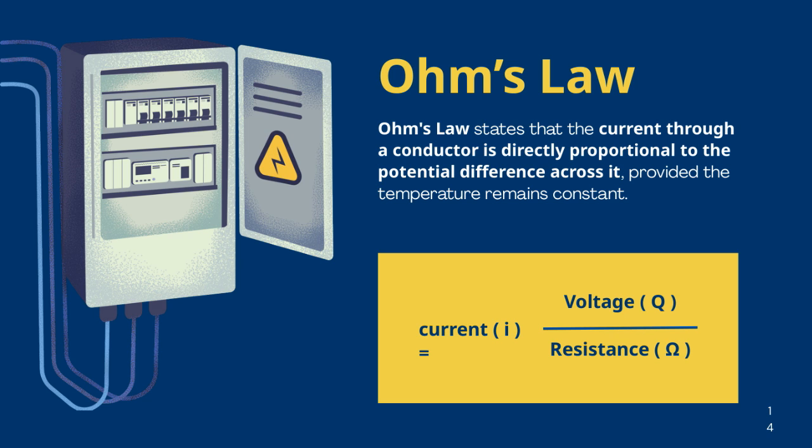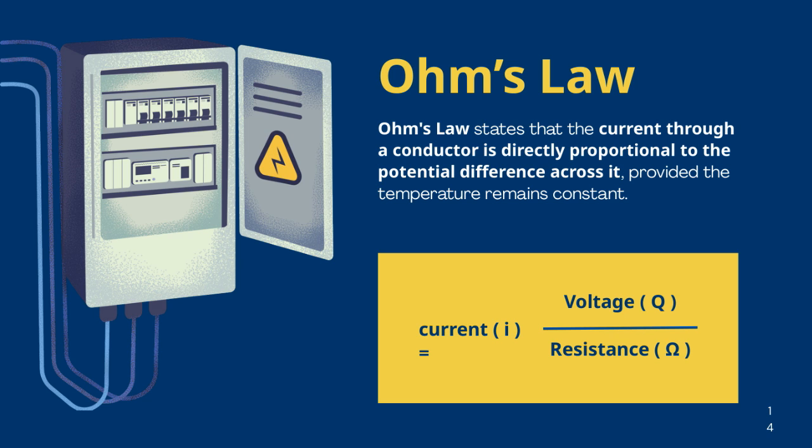Now, the key idea here is Ohm's law. It states that the current flowing through a conductor is directly proportional to the voltage across it, as long as the temperature stays constant. This relationship is fundamental because it helps us understand how changing the voltage affects the current, and vice versa. In simple terms, if you increase the voltage, the current increases proportionally, assuming resistance stays the same. Conversely, if resistance increases, the current decreases for the same voltage.